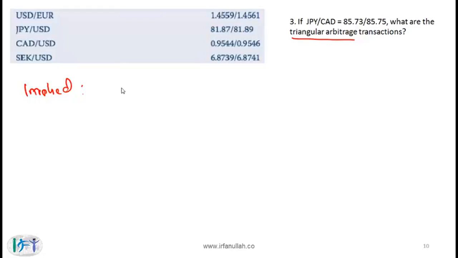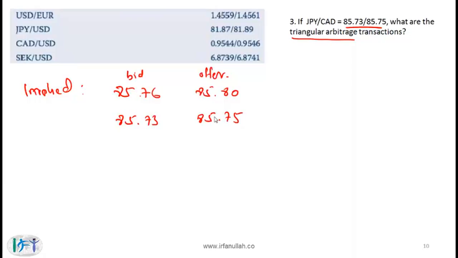So the implied cross rate, which we just calculated in the previous example, is as follows. It is 85.76, which is the implied bid, and 85.80, which is the implied offer. So this is the implied cross rate. Now what about the cross rate being given over here? The cross rate given here is 85.73 and the offer is 85.75.